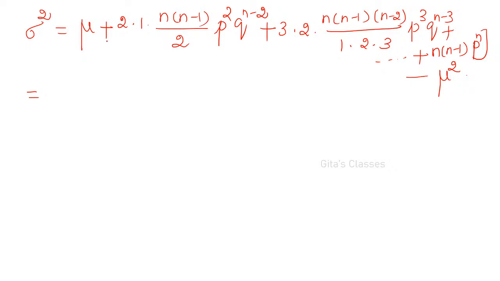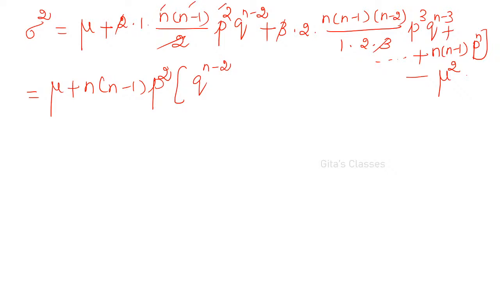So this is equal to mu plus, now 2 will get cancelled. Here 3 will get cancelled. What is common in this? n is common and p squared is common. So n into p squared can be taken outside. Here n minus 1 is also common, so I can take n minus 1 also outside. So n into n minus 1 into p squared can be taken outside. Here p squared has come out, and only q power n minus 2 is left.